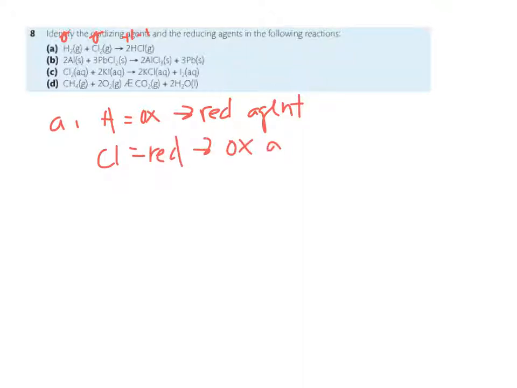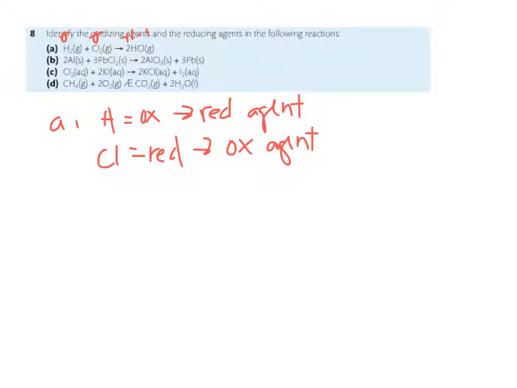In number 8, you're asked to identify the oxidizing and reducing agents in the following reactions. So if I take a look at H2 plus Cl2 yielding 2HCl, I can see that the hydrogen and chlorine each have 0. Hydrogen becomes a +1, chlorine becomes a -1. So because hydrogen loses electrons, hydrogen is oxidized, making it a reducing agent. Reducing agent just means it causes something else to be reduced, in this case, chlorine. Chlorine is reduced, therefore it oxidizes something else and is called an oxidizing agent.